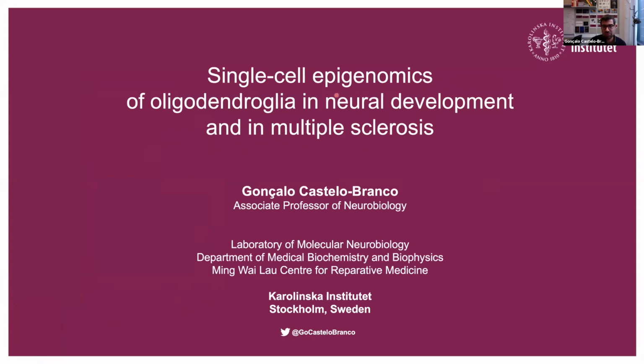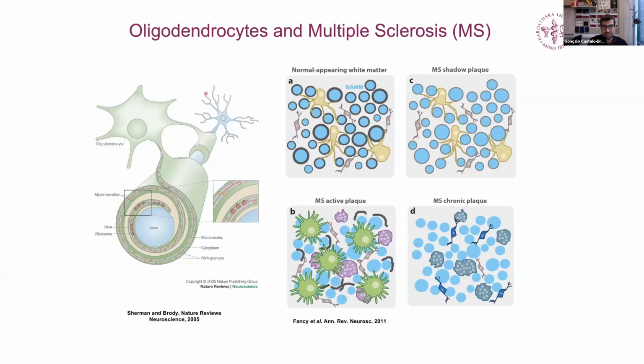So our lab works on oligodendrocytes, and just to introduce you all to oligodendrocytes. Oligodendrocytes are a glial cell type in the central nervous system that produces myelin, which is this lipid-rich membrane that insulates the neuronal axons and thereby allows fast transmission of the electrical impulses in the neural circuitry.